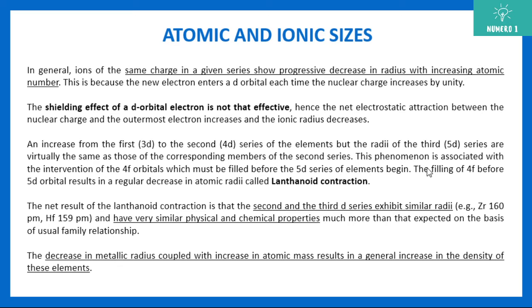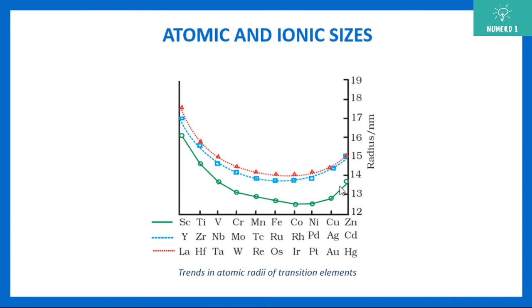Because of that, lanthanoids are actually contracting. That is due to the poor shielding effect of d orbital electrons, or in this case the shielding effect of 5f orbital. So as a result of lanthanoid contraction, the second and the third d series exhibit similar radii. For example, Zr has 160 picometer and Hf is 159 picometer. So you can see Zr and Hf have very similar radii.